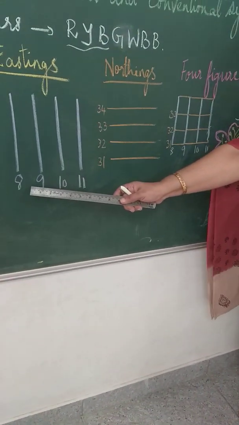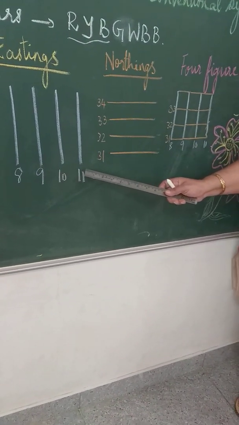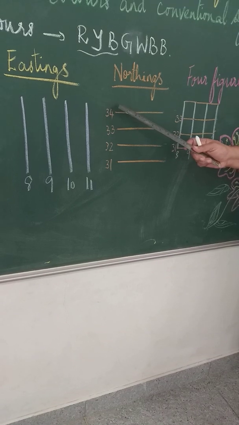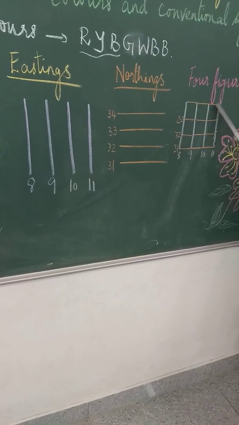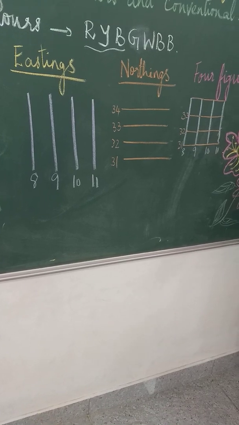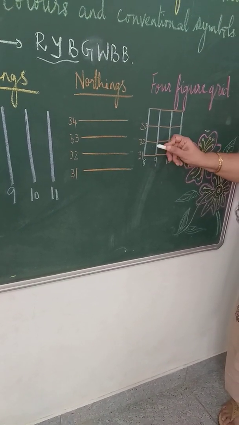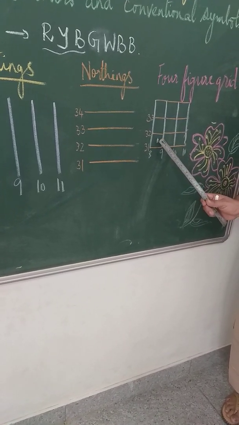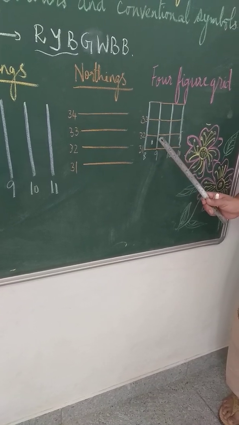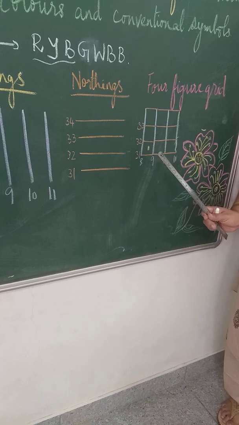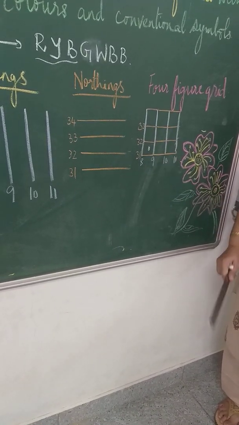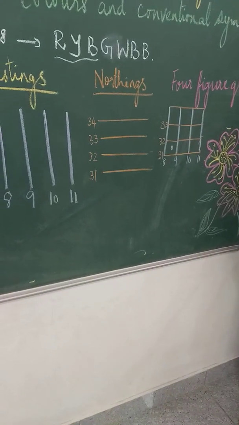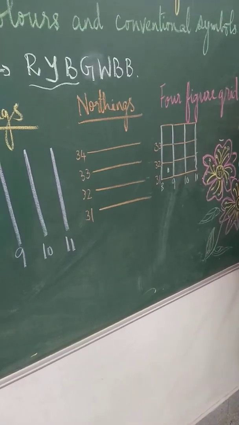So I have eastings here with the values 8, 9, 10, 11, and northings with the values 31, 32, 33, 34. And what I find is when they crisscross, they form this grid, and then I can locate any object, the location of that object, with the help of these eastings and northings. A little later in the chapter, once we revise conventional symbols, we are going to use this grid in order to locate the 4-figure reference for that particular temple or the tank or the tree.